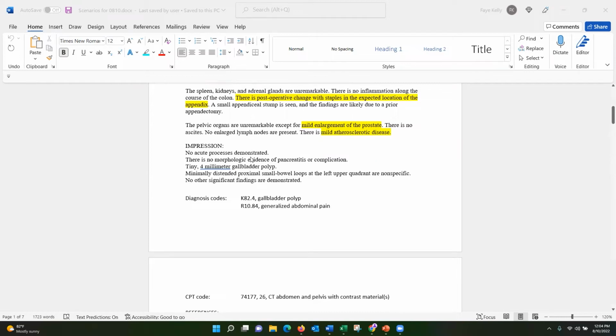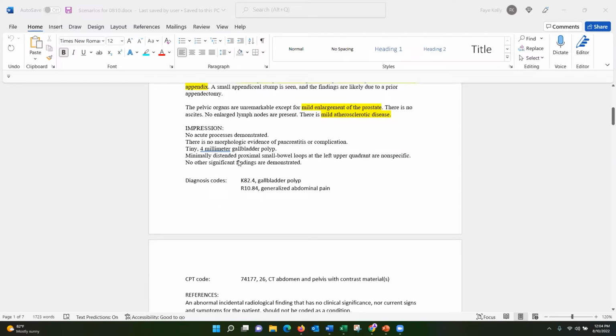So then the radiologist gives us an impression. No acute processes were demonstrated. There's no evidence of pancreatitis or any complication of the pancreas. There is a tiny gallbladder polyp, and then those distended proximal small bowel loops at the left upper quadrant are non-specific. No other significant findings are demonstrated.